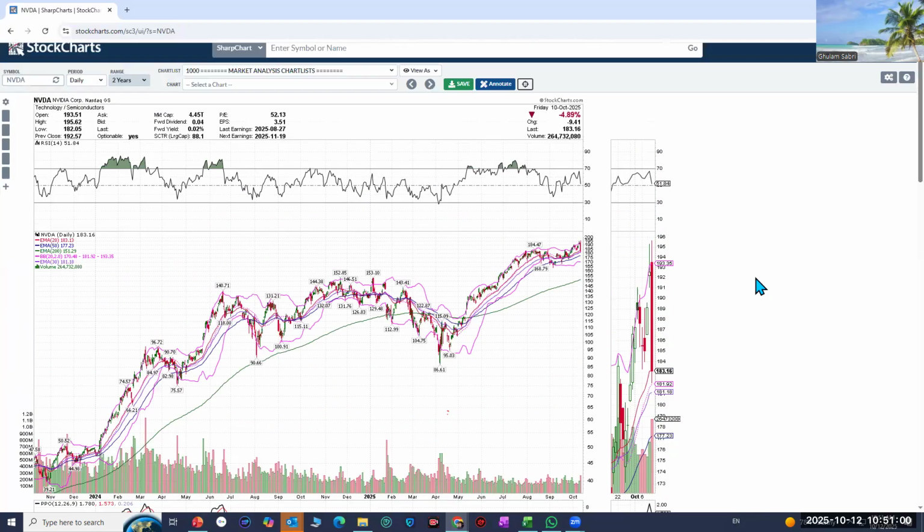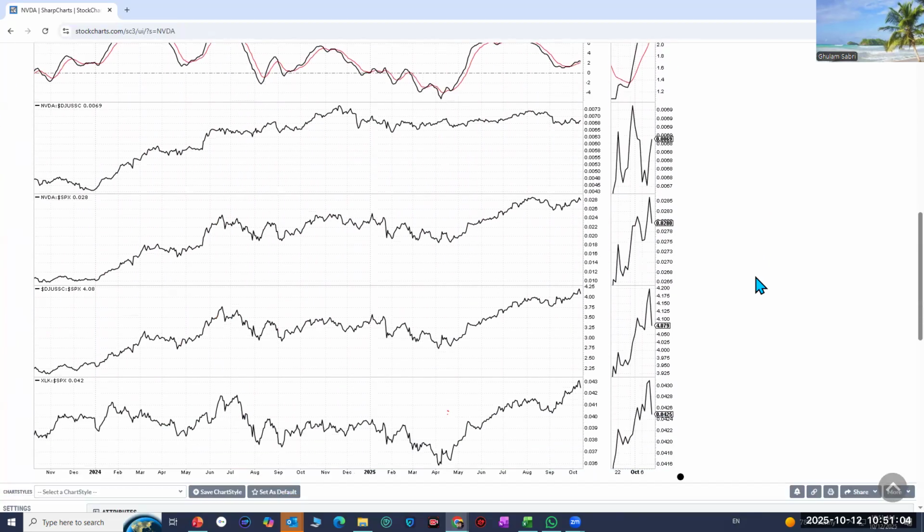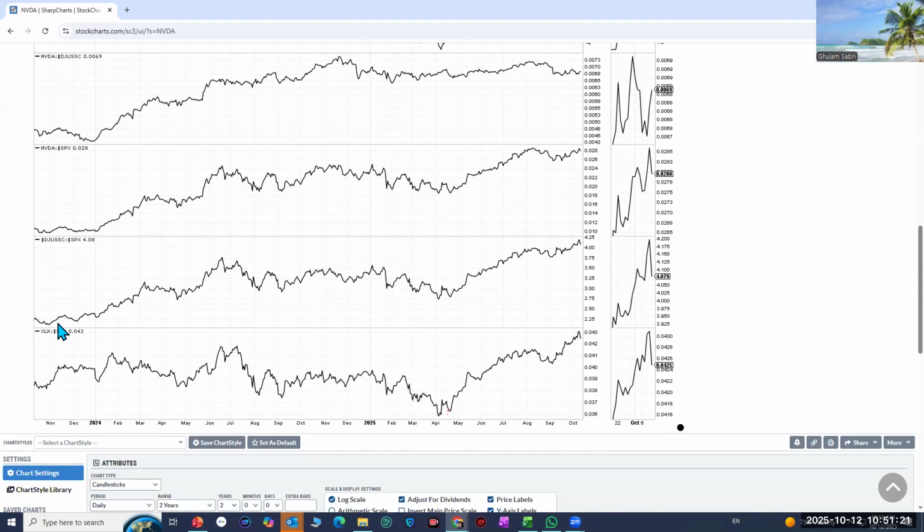Like for example, this is NVIDIA. So NVIDIA is strong against the index starting from November last year. You see the ratio was 0.01, now it's 0.028. And NVIDIA within its group, what is the group here? Semiconductors, technology semiconductors. Within the semiconductors, NVIDIA is beating its peers as well. So that's why we're saying that, okay, within this industry group, NVIDIA is a leading stock.